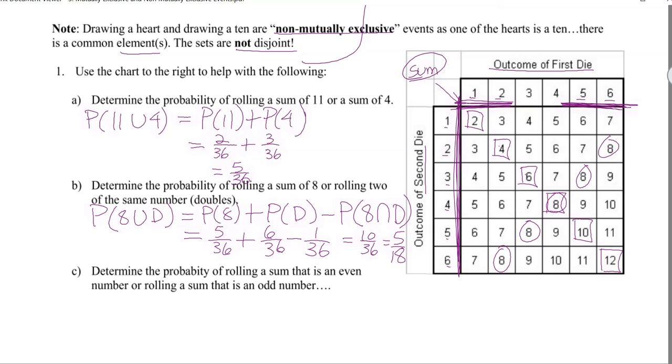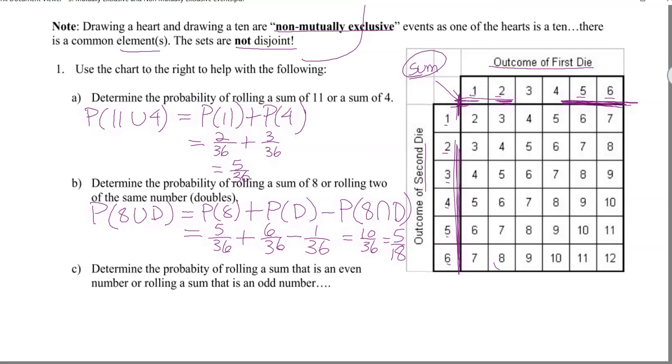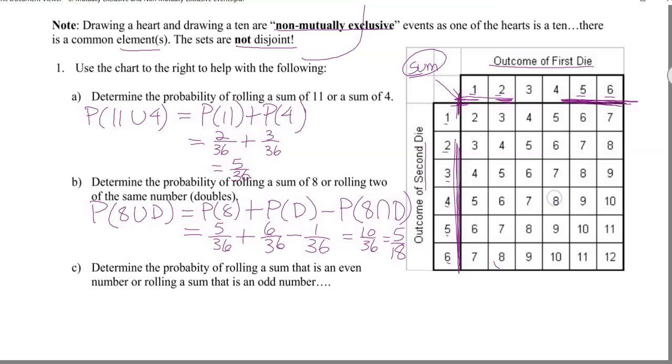Okay, so if we use the chart, we don't have to actually make these marks, right? We can just do a straight count out of the chart. 1, 2, 3, 4, 5, 1, 2, 3, 4, 5, 6, and 1.